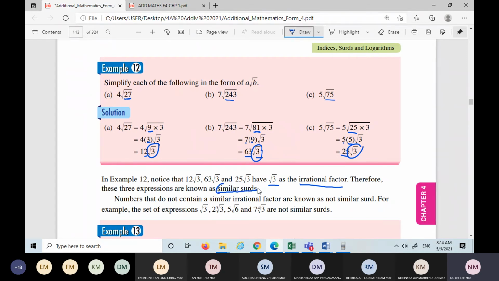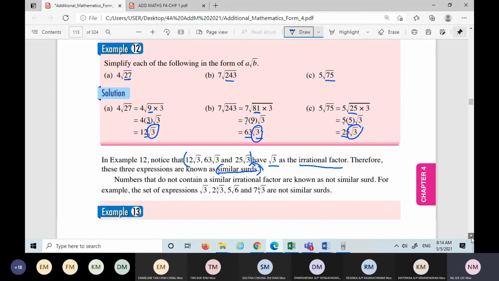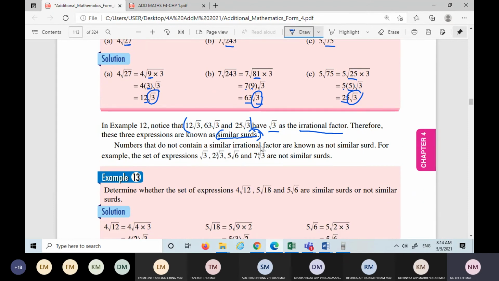One more term you need to learn. Write in your notes: what is the meaning of similar set? Maybe there is no formal definition, you just give an example. Similar set, you can give these three examples. This one we call a similar set. Then numbers that do not contain a similar irrational factor are known as not similar set.